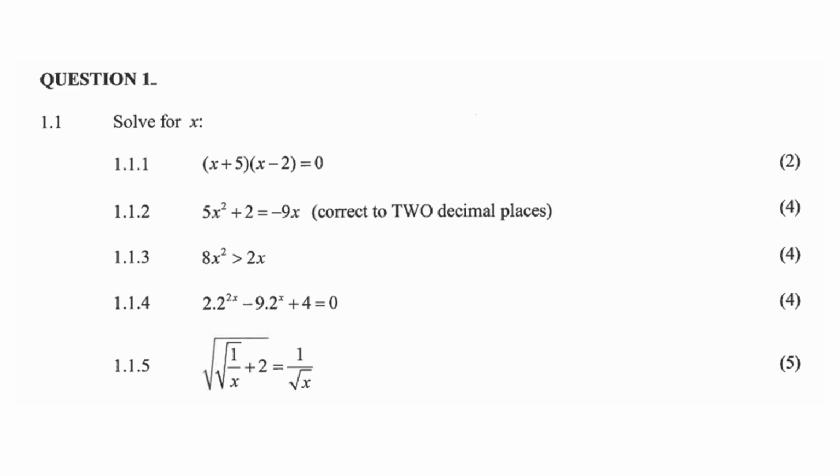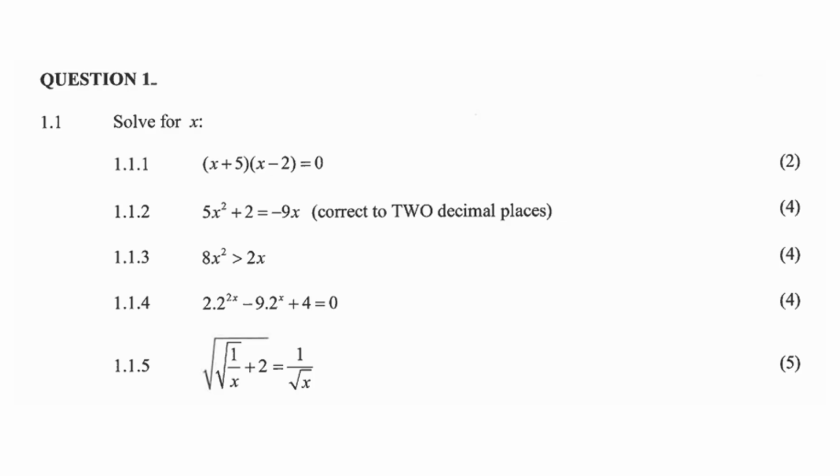Corrected to two decimal places. Of course, here we need to transfer the negative 9x to the left-hand side. And then if they say corrected to two decimals, that is a hint that you must use the formula. 1.1.3, 8x² > 2x. This, of course, is an inequality. So 2x must go to the left-hand side.